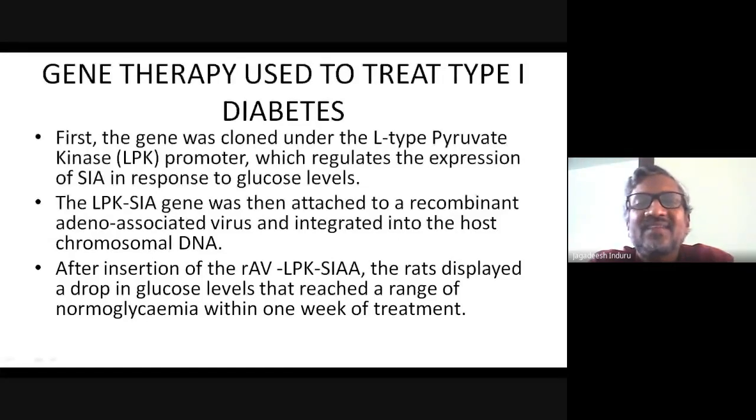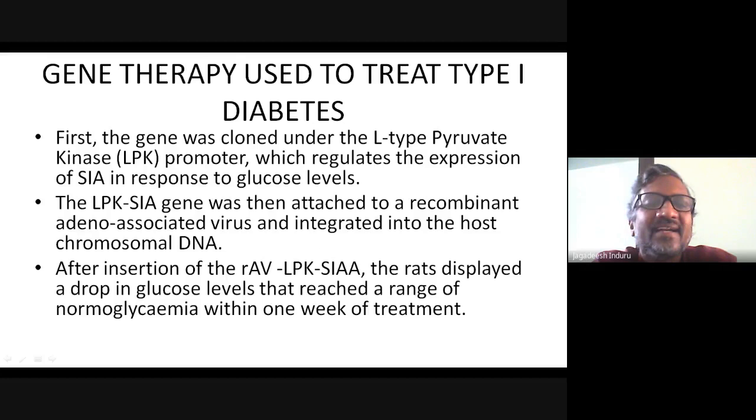The first one, which has had a lot of attempts, is type 1 diabetes. In this particular case, first the gene was cloned under the L-type pyruvate kinase promoter, which regulates the expression of insulin synthesis in response to the glucose level. This LPK-SIA gene was then attached to a recombinant adeno-associated virus. This is the specific gene which is required, and this has already been studied.